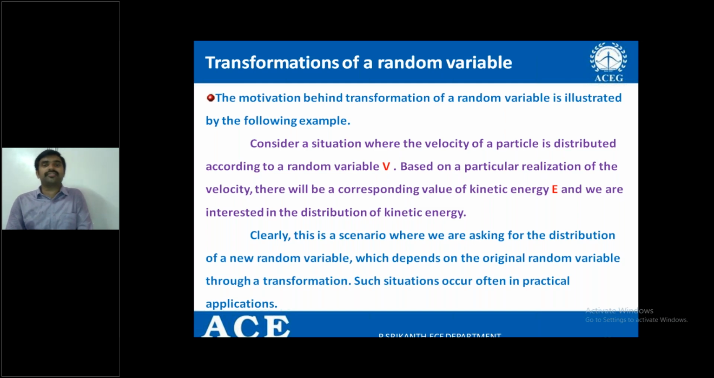So clearly, this is the scenario where we are asking for the distribution of a new random variable, which depends upon the original random variable. The new random variable here, in this scenario, is E. The already existing or original random variable is V. Through a transformation, such situations occur often in practical applications. Not only this, in most cases, we'll be getting this type of transformation, right?